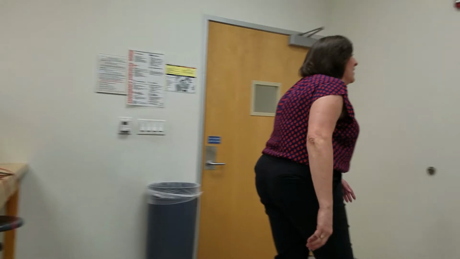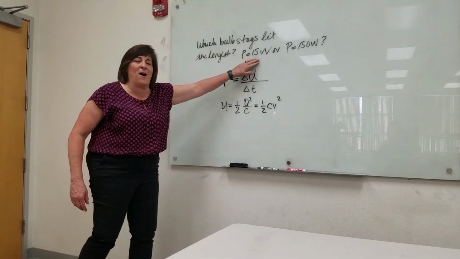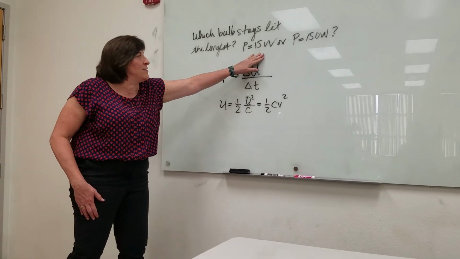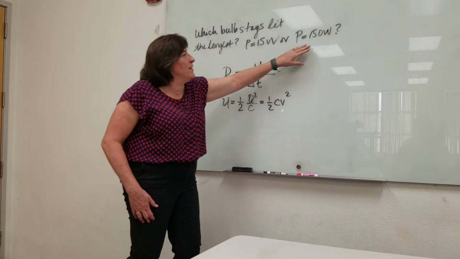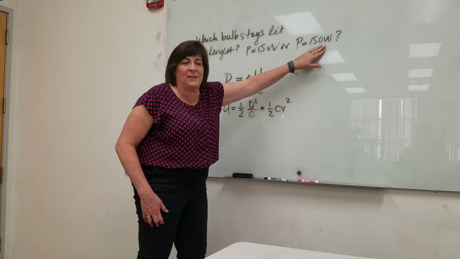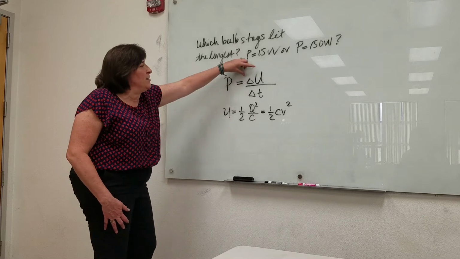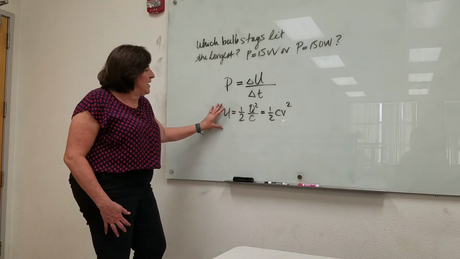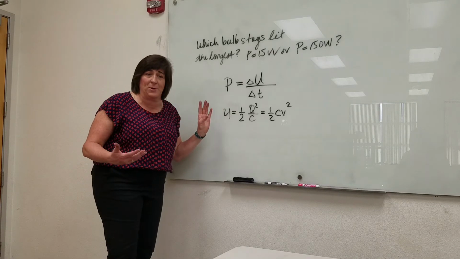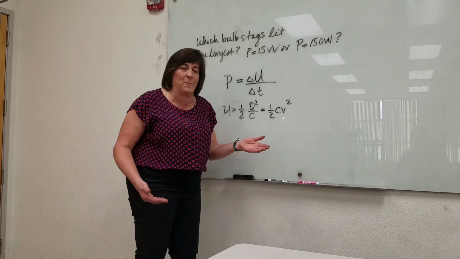If you didn't get the right answer, now you can understand why. So which bulb stays lit the longest? Well, the wattage of the bulb tells us the power it's using. 15 watts will use 15 watts of power, and the 150 watt bulb will use that. Power is always the energy used, the change in energy per delta T. In this case, the energy is the same in both cases. U is 1/2 CV squared for our capacitor.